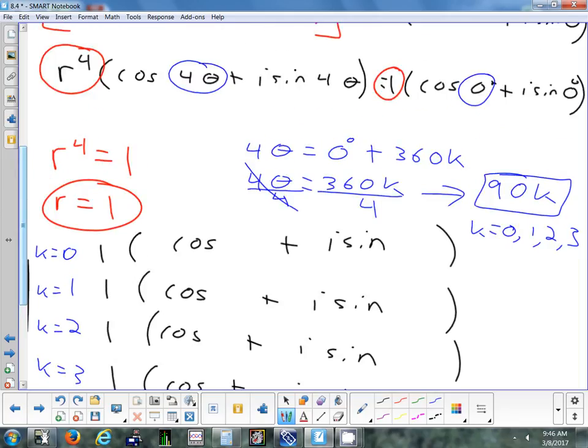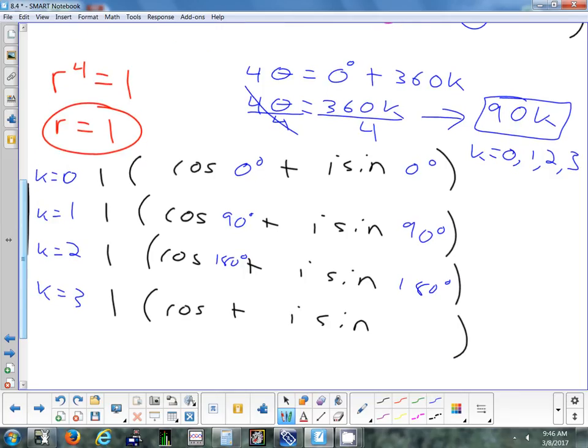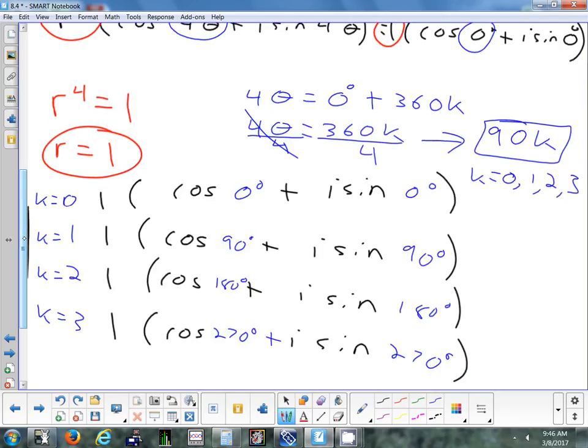Okay, let's start with 0. What's 90 times 0? 0. First answer, done. Second answer, k equals 1. What's 90 times 1? 90. Done. Third answer, k equals 2. What's 90 times 2? 180. Okay, third answer, and last answer, and then we're done. What's 90 times 3? 270. I kind of messed that up. Okay. And those are your 4 answers.